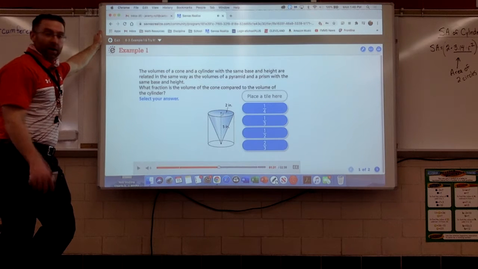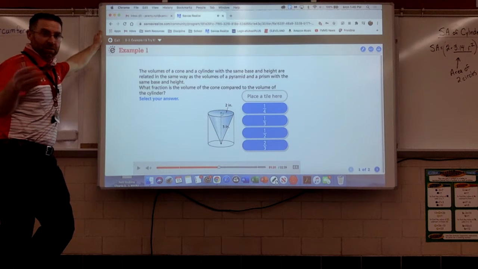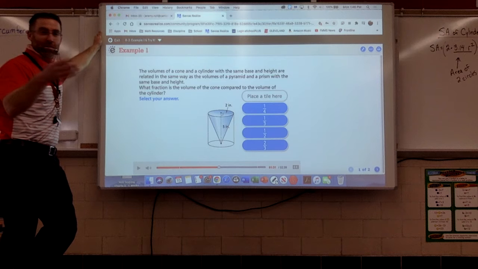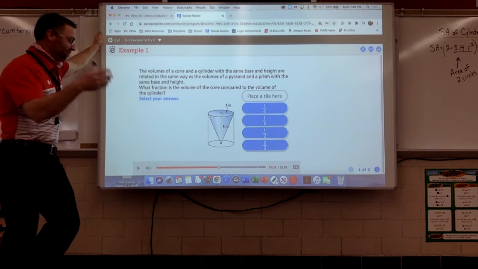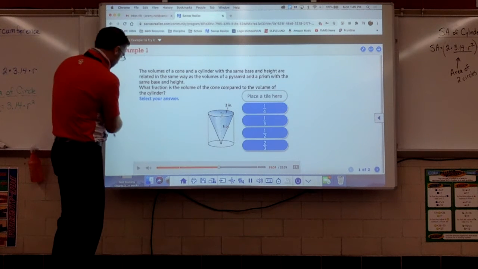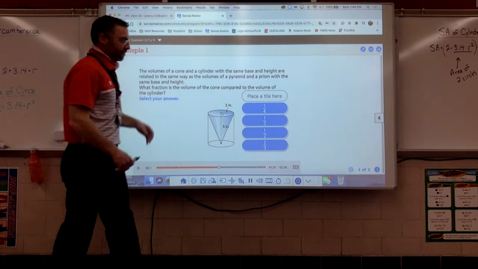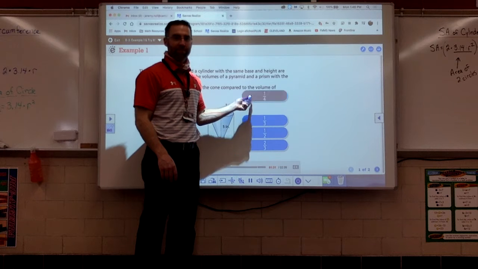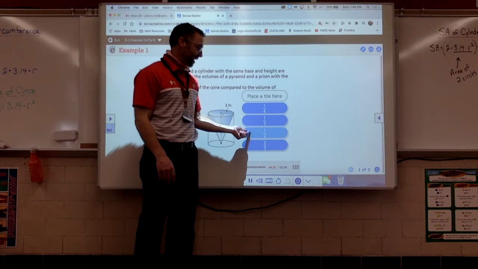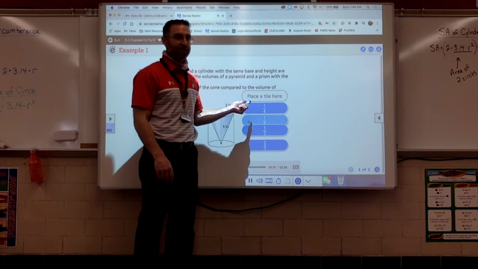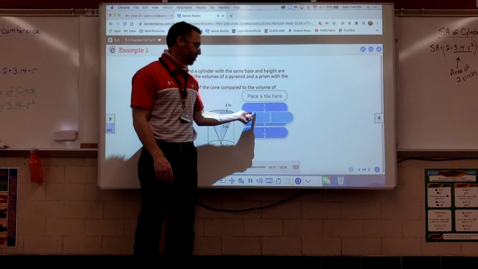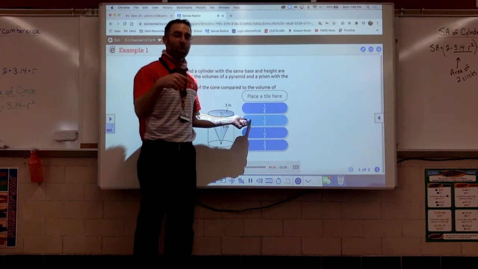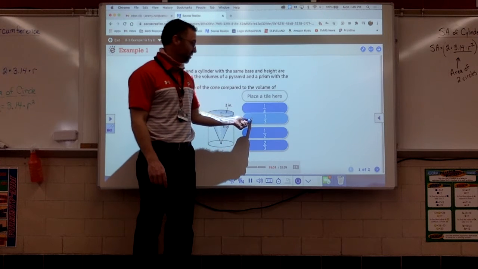Select your answer. I know you guys are all ancient Egyptians, and you built many pyramids. And they're talking about relating pyramids to square prisms or rectangular prisms. You know what the fraction is? It's not 1/4. It's not 1/2. It's not even 2/3. A cone, folks, is 1/3 the volume of a cylinder.